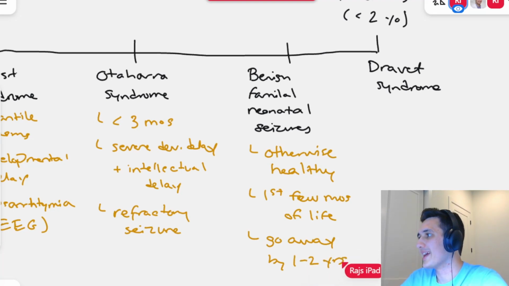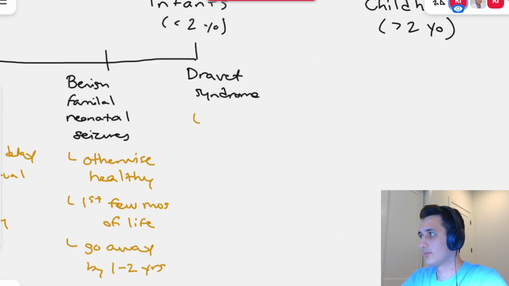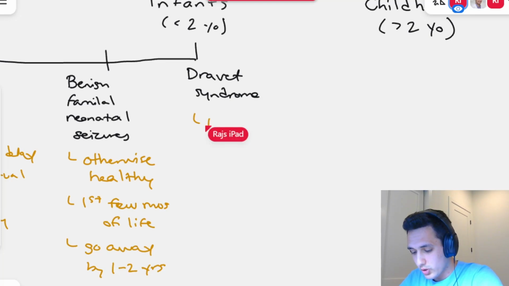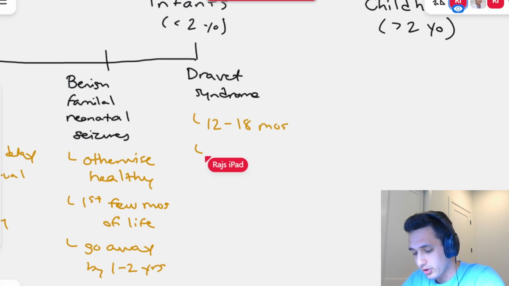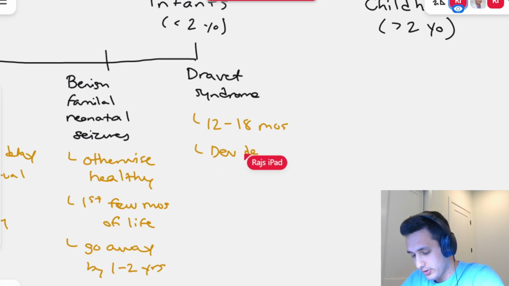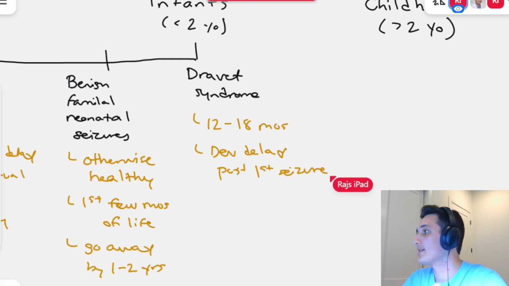And there's no associated intellectual or developmental delay with this syndrome. And then finally we have Dravet syndrome, which presents in about 12 to 18 months of age, so a little bit later than many of the syndromes that we talked about already. But it's interesting, after the first seizure, we get developmental delay. So developmental delay post first seizure. Up until this point, they're an otherwise healthy 12 to 18-month-old, but then they start regressing and not progressing in the ways that we expect them to.